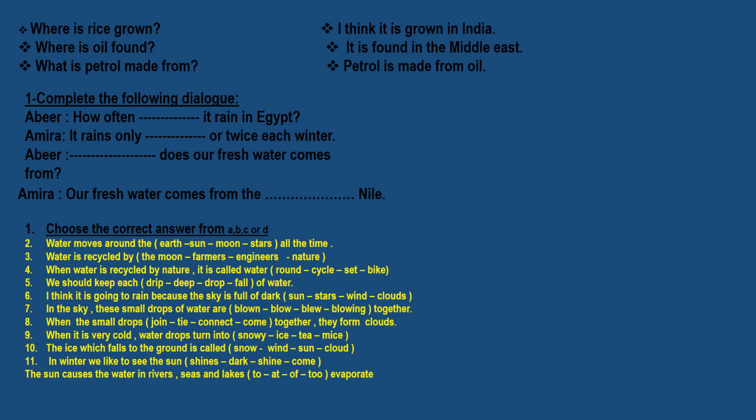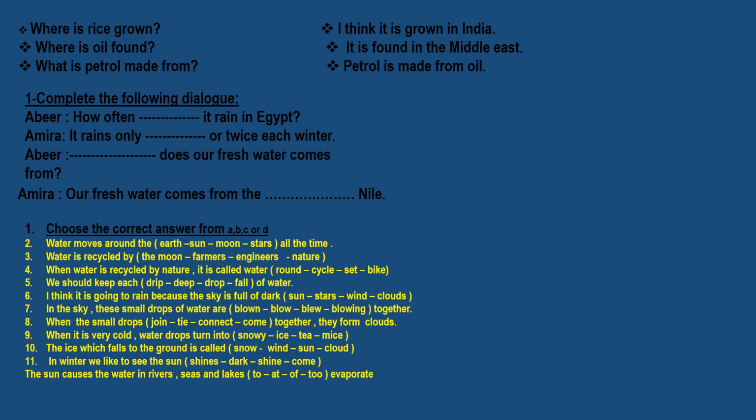Okay, Prep 2, let's continue together. Where is rice grown? Where is oil found? What is petrol made from? All of these questions are considered, yes, passive questions. How do I know? I have the verb to be and the past participle. Let's go down to complete the following dialogue.